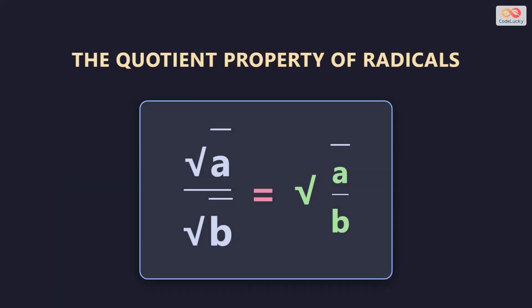Here is the core rule we will be using. The quotient property of radicals states that if you have the square root of a divided by the square root of b, you can combine them into a single big square root of the fraction a divided by b. Basically, two separate radicals can become one big radical.